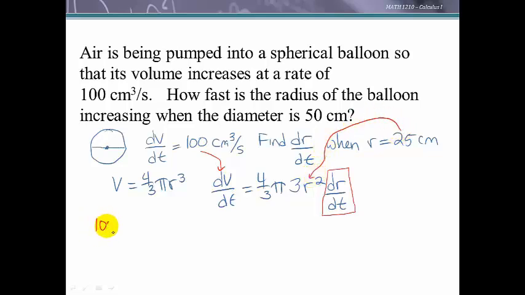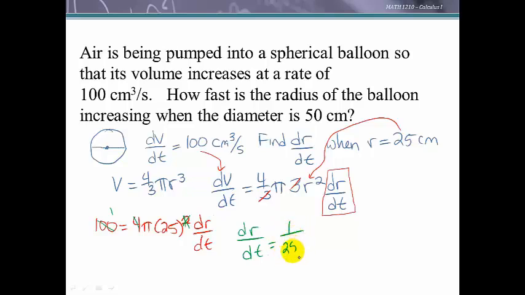So we have 100 equals, we can cancel these 3's, 4 pi, substitute in 25 squared, dr/dt. Now this is 25 times 25, and 4 times one of the 25's is 100, so I can reduce that with this 4 and with one of these. And so I can solve for dr/dt. It's going to be 1 over 25 pi, and our units would be centimeters per second. So our radius is changing by 1 over 25 pi centimeters per second.